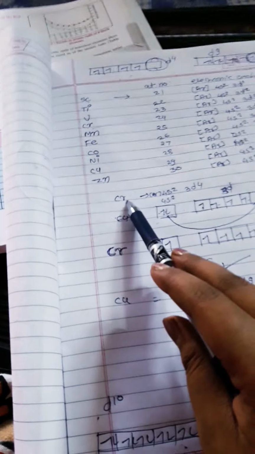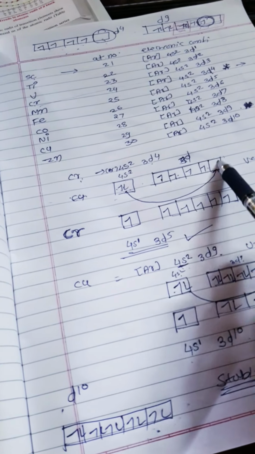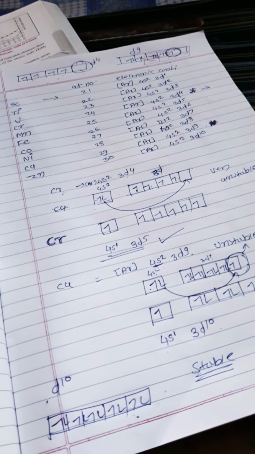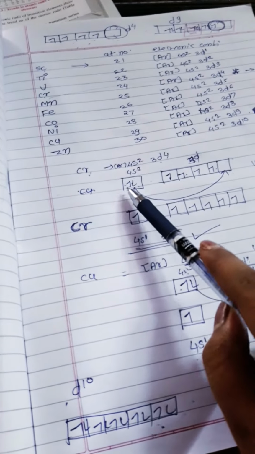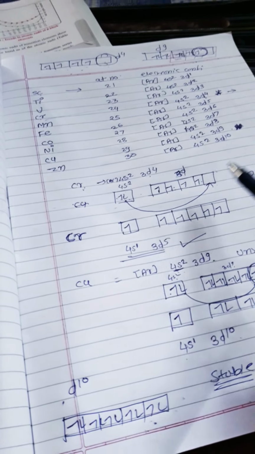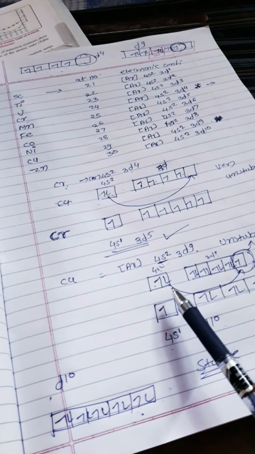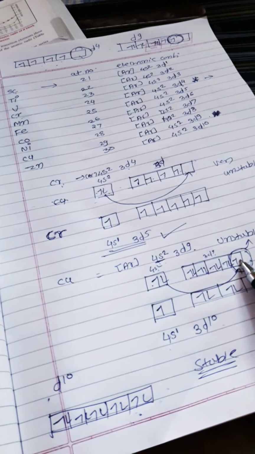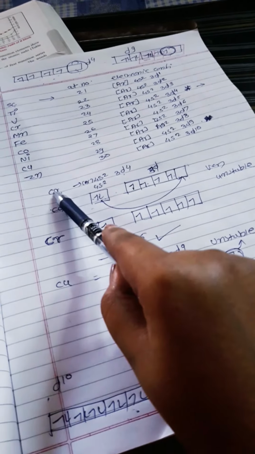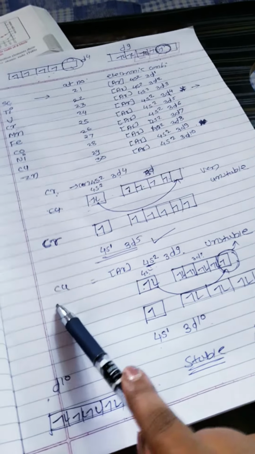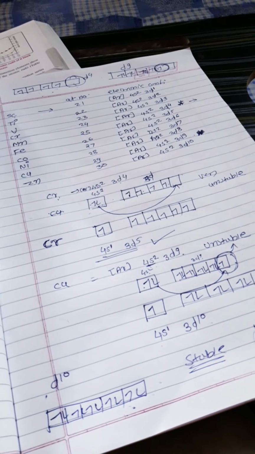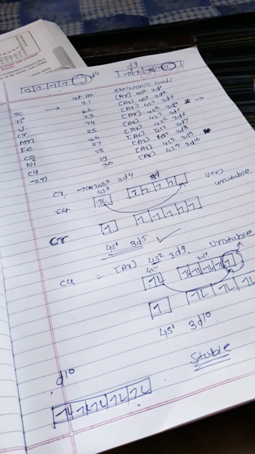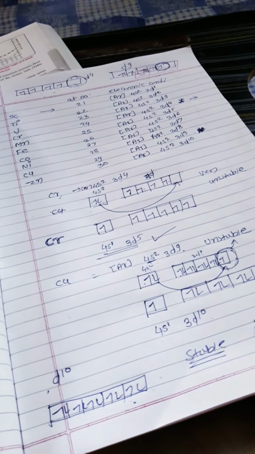So in the case of chromium, d4 means a highly unstable structure, and copper also a highly unstable structure. To avoid that instability, or to gain stability, one electron is transferred from the s orbital to the d orbital. Such behavior of copper and chromium is called anomalous behavior. Why does this anomalous behavior take place? To gain stability.